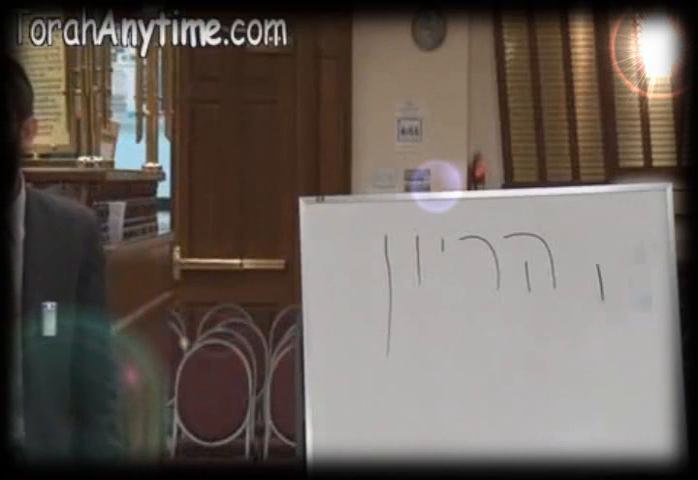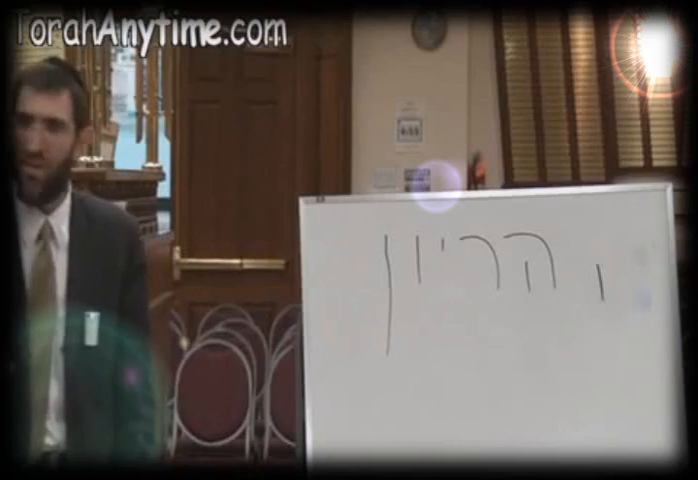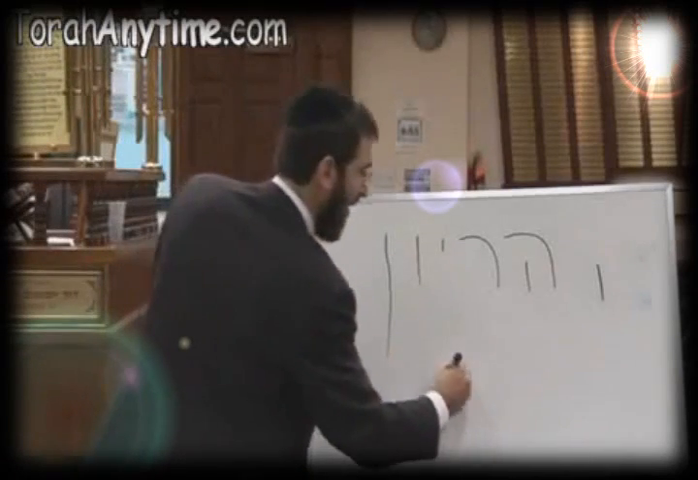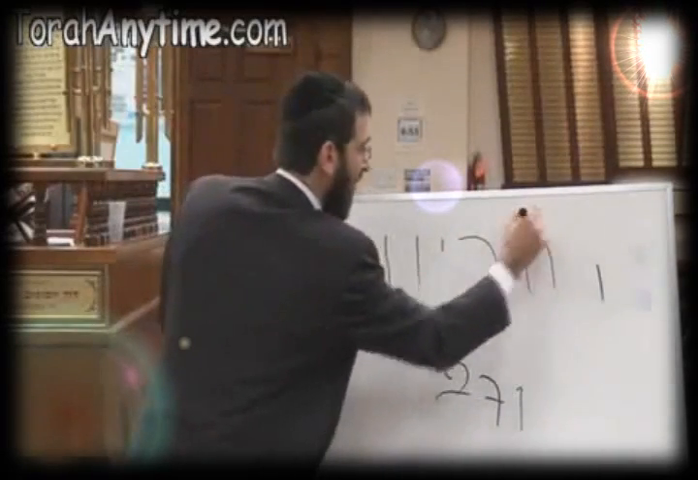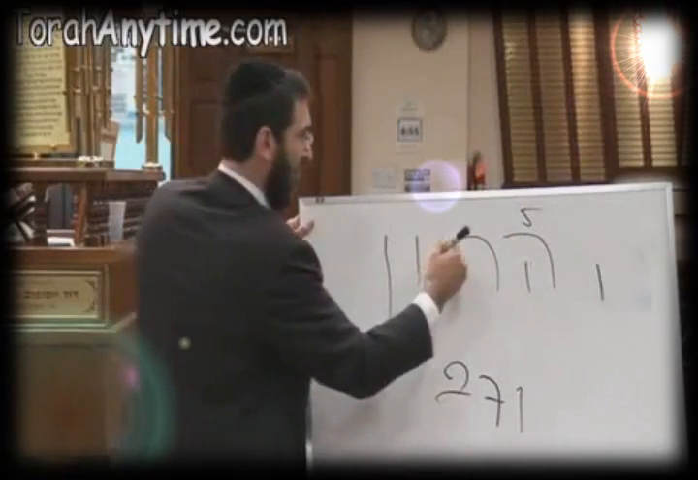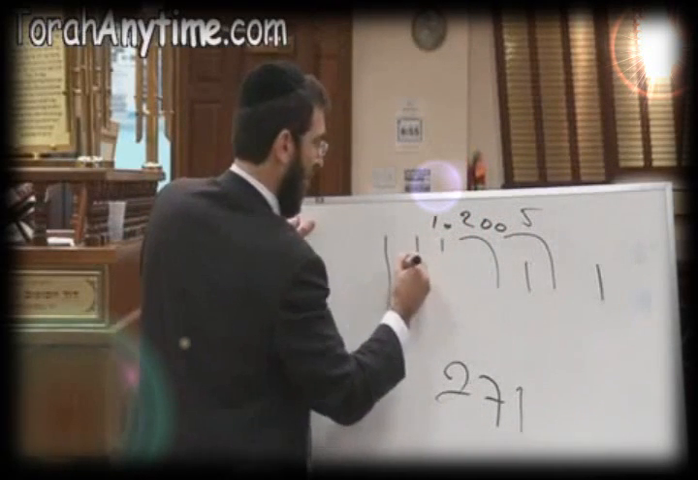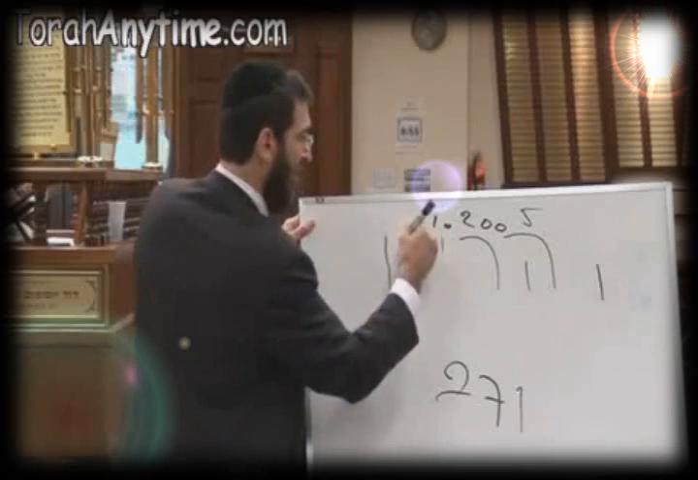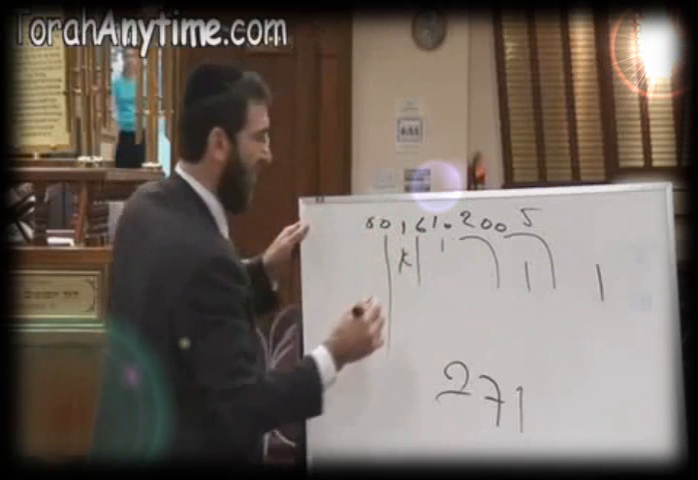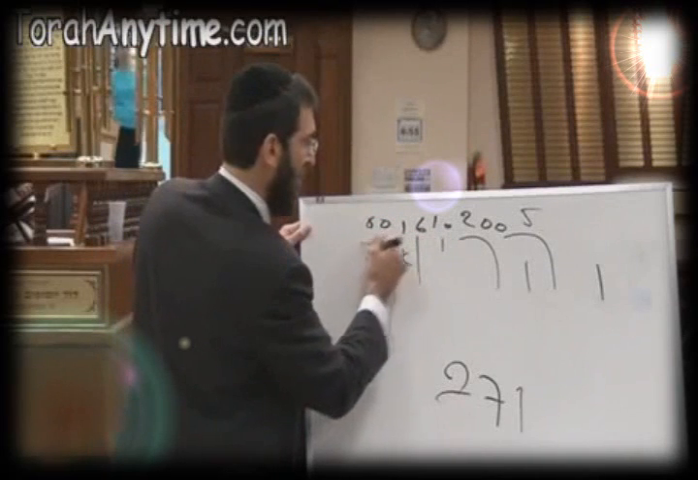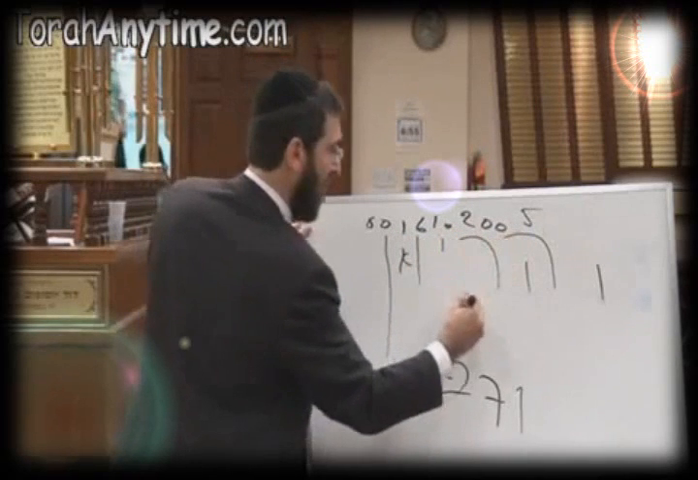How many days does it take to go from conception to birth? It's 9 months and 1 day, which is 271. Let's do a numerical value here. Hey is 5. Resh is 200. Yud is 10. Actually, there's an aleph there. Vav is 6. Aleph is 1, and nun is 50. Let's add that together. What do we have? 250, 260, 265, 271. That's interesting.